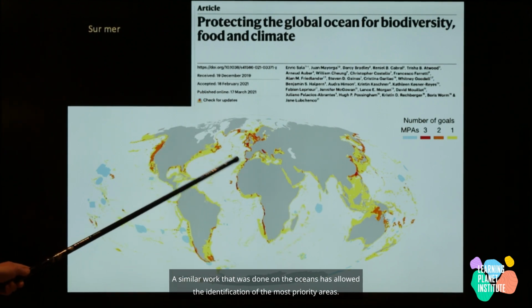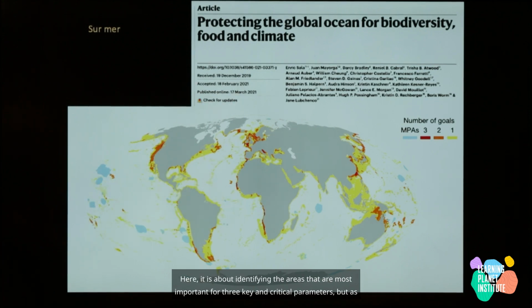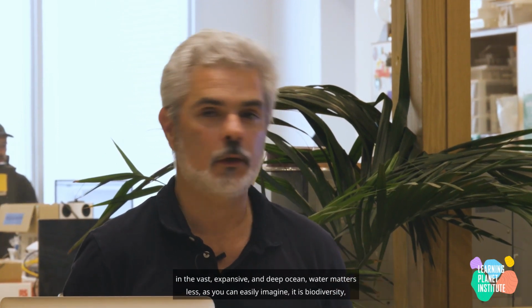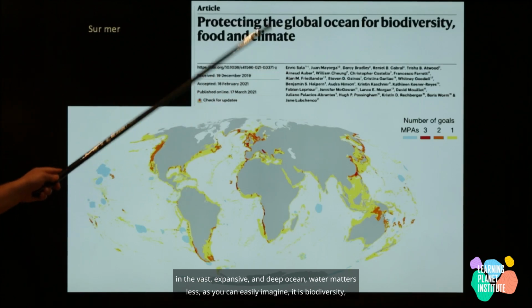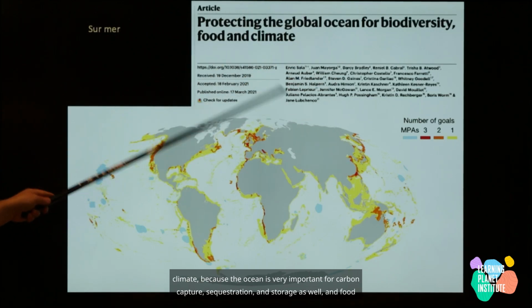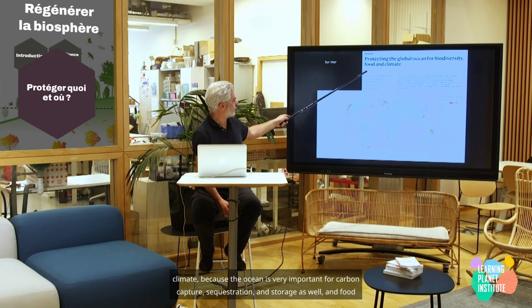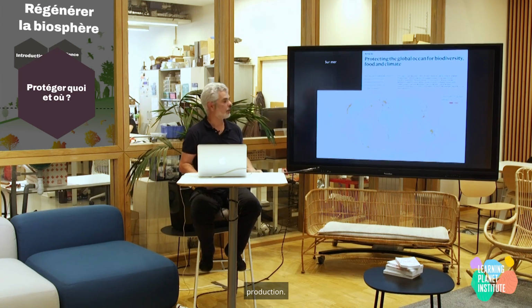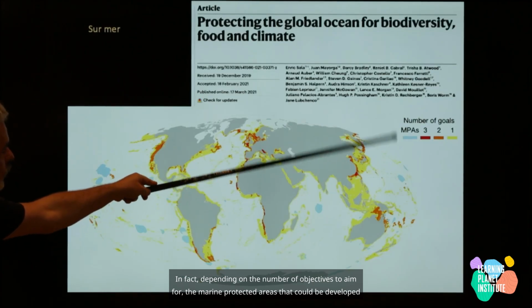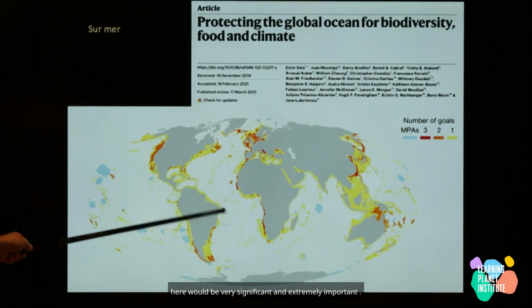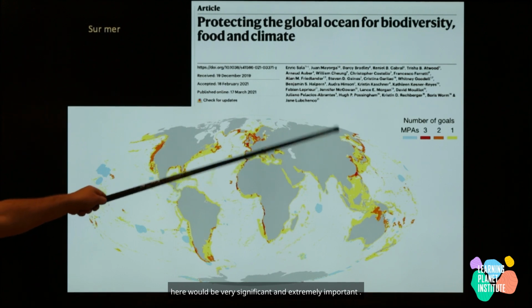A similar work that was done on the oceans has allowed the identification of the most priority areas. Here, it is about identifying the areas that are most important for three key parameters. But as in the vast, deep ocean, water matters less. As you can easily imagine, it is biodiversity, climate, because the ocean is very important for carbon capture, sequestration and storage as well, and food production. Depending on the number of objectives to aim for, the marine protected areas that could be developed here would be very significant.